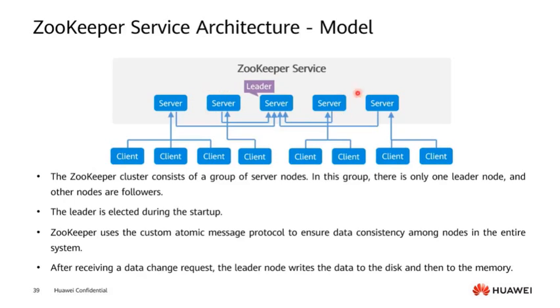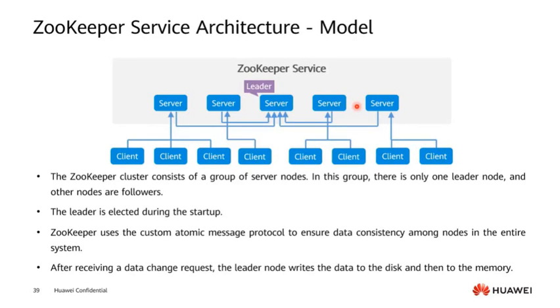The Zookeeper cluster consists of a group of server nodes. In this group, there's only one leader node, and other nodes are followers. When the client is connected to the Zookeeper cluster and initiates a write request, the request is sent to the leader. After receiving a data change request, the leader node writes the data to the disk first and then to the memory. Then data changes on the leader node are synchronized to the followers in the cluster. The leader is elected during the cluster startup.